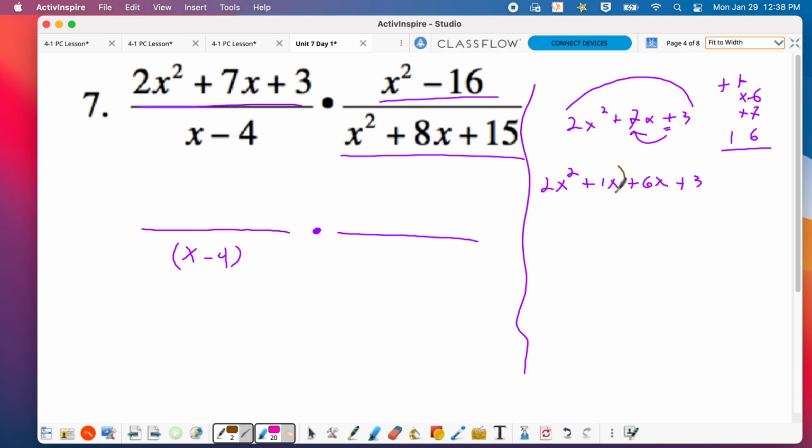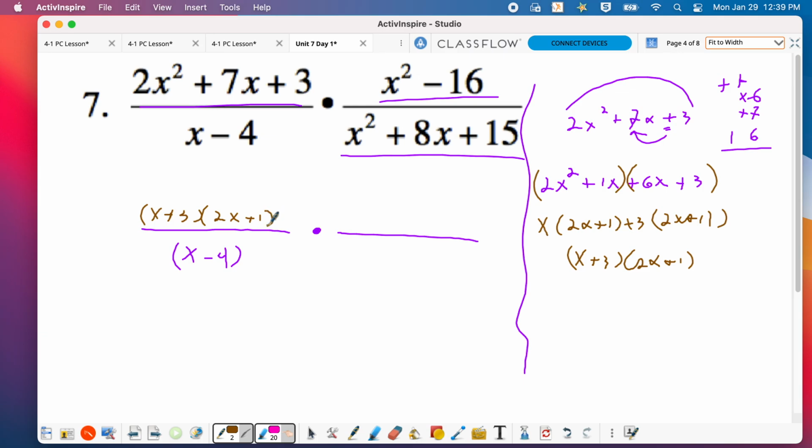Group by 2's. Take an x out of the front, 2x plus 1, which means I have to have a 2x plus 1 left over back here, which means I need to take out a positive 3. So I get x plus 3, 2x plus 1. So I'm going to leave that over here. Now, difference of squares, x plus 4, x minus 4. Multiplies give me 15, and adds give me 8. That's 3 and 5. X plus 3, x plus 5.